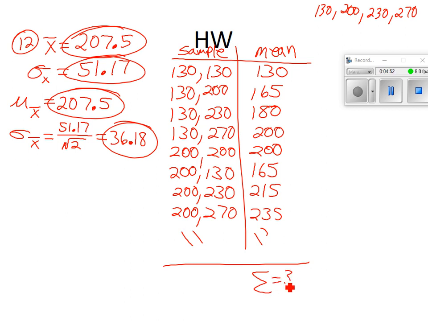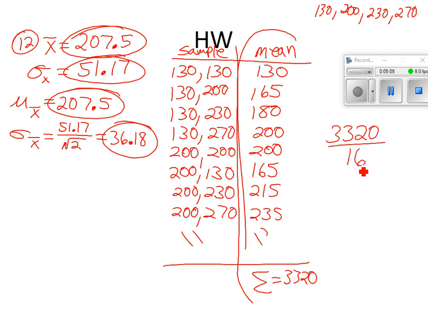I actually did it on my paper there. 3,320. How do we find the mean of all these means if I were to list them all out? Divide by the amount, which would be 16. Somebody help me out. What's 3320 divided by 16? 207.5. Same thing that we got here. So if we found all the possible samples, it's going to come out the exact same as what we got here. That's what they were trying to show you.